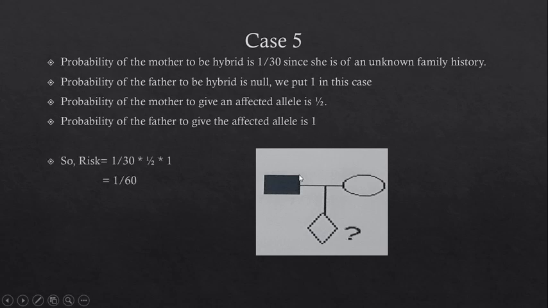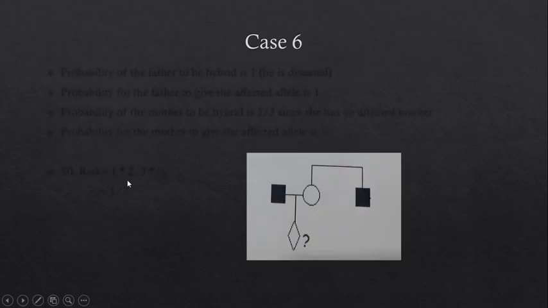So the risk is 1 over 30 for the mother to be hybrid, times 1 over 2 for the mother to give the affected allele, times 1 for the father to give the affected allele, because he will surely give the affected allele. This will give us a risk for this couple to have an affected child of 1 over 60.